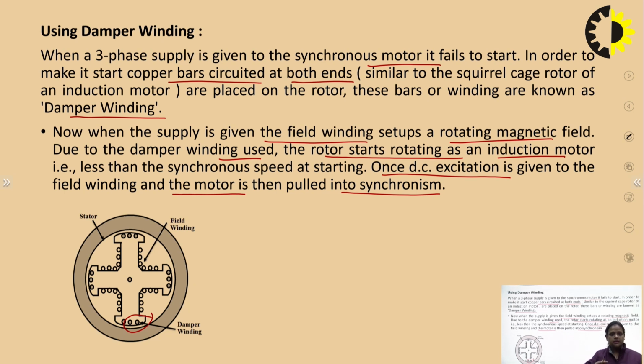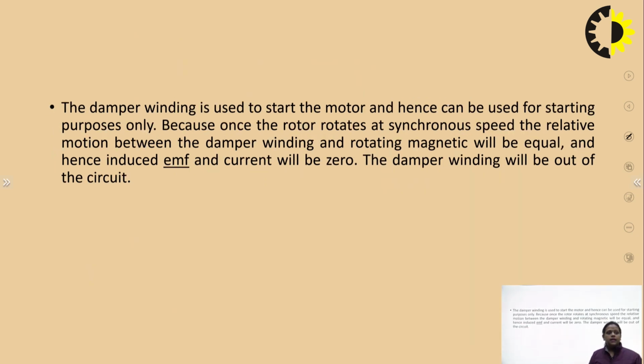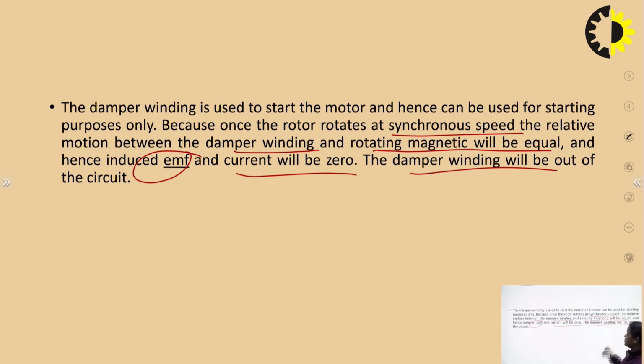When the rotor runs at synchronous speed, there will be no induced EMF in the damper winding, no current. So, the damper winding will automatically be out of the circuit. The damper winding is used to start the motor and hence can be used for starting purposes only, because once the rotor rotates at synchronous speed, the relative motion between the damper winding and the rotating magnetic field will be zero, and hence the induced EMF, as I told you, and the current will be 0. The damper winding will be out of the circuit.